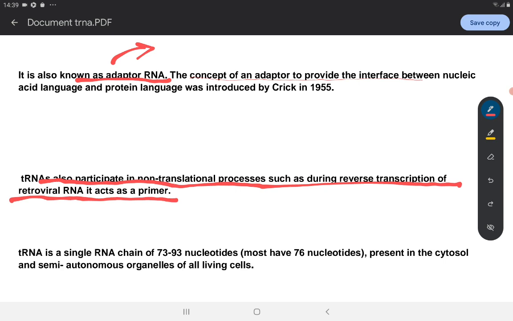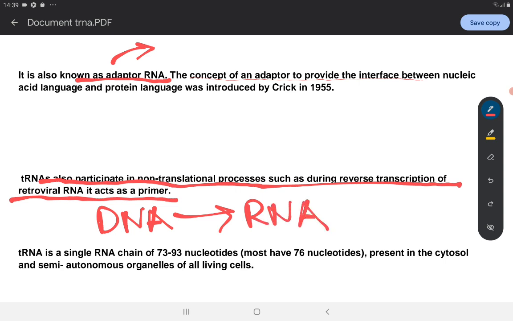So let's say, what is reverse transcription? So when DNA is used as a template for the synthesis of RNA, it is known as transcription. This is the general process of how RNA is transcribed from a DNA template.